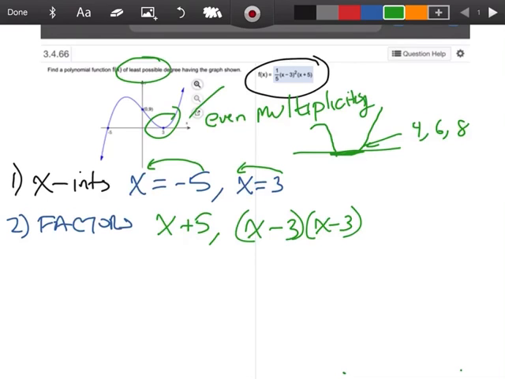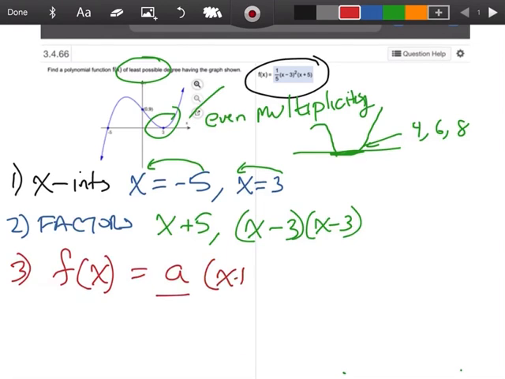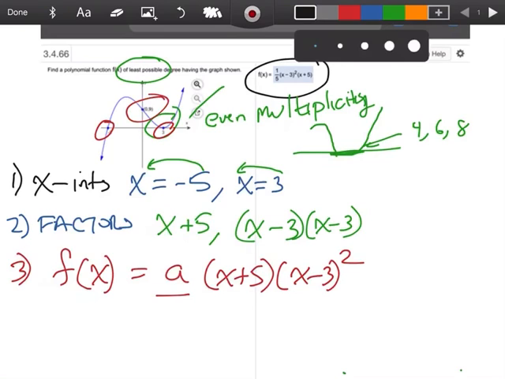Okay? So now my third step. Let's start writing out our polynomial. F of x equals a. It's going to be some coefficient times x plus 5 times x minus 3 squared. Okay, so if you notice, we've already used this point, we've already used this point. They gave us that point for a reason. That point's important, okay? So the fourth step I'm going to do now is I'm going to use that point.